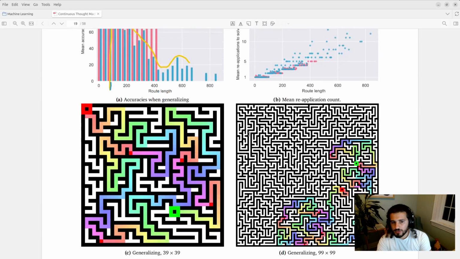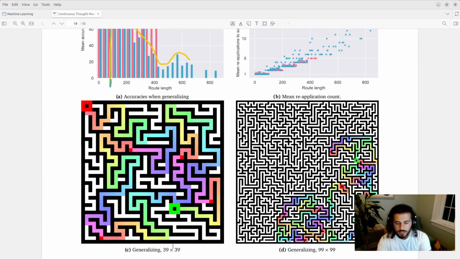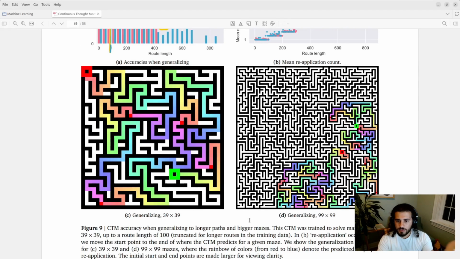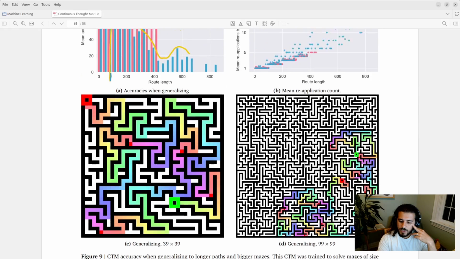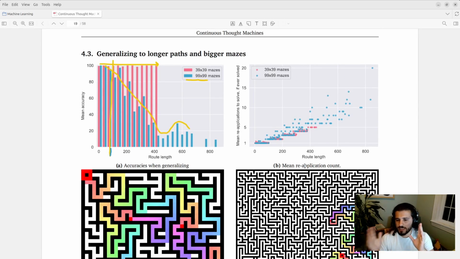And after that, they did some cool stuff. This is the 39 by 39, which is what it was mostly trained on, and then they just bumped it up to 99 by 99, so it's much bigger. With this, they were looking at the dynamics of the model and its performance. With the 99 by 99, the route length can be much bigger. And here is where you see the degradation. At 39 by 39, the model is pretty good. Here you see a degradation with the 99 by 99, but you still see some performance. But as we go bigger and bigger, the model collapses. It is generalizing, but it's still struggling.